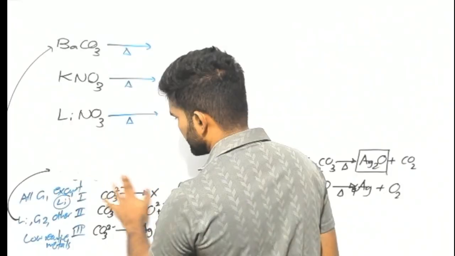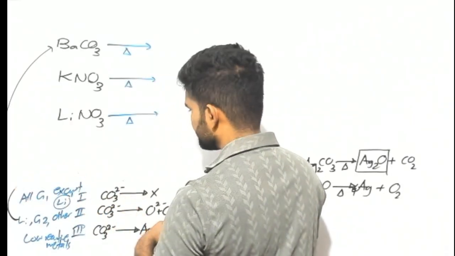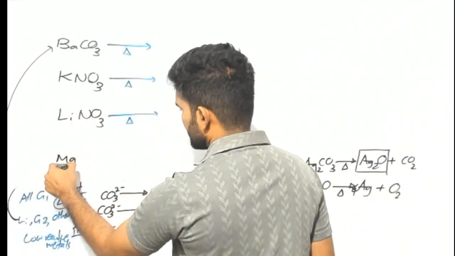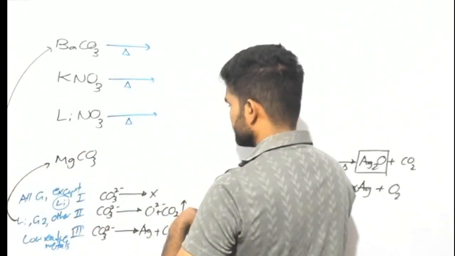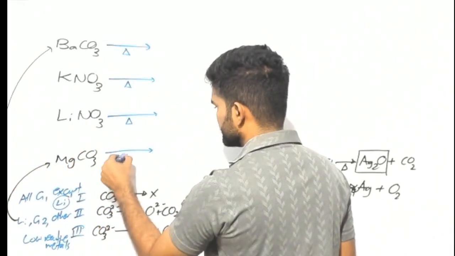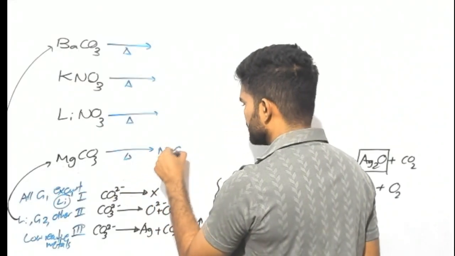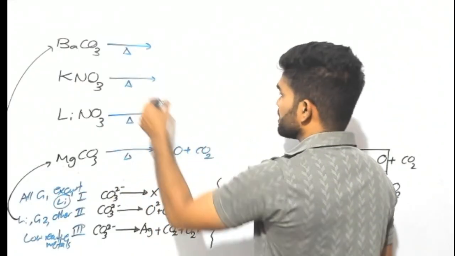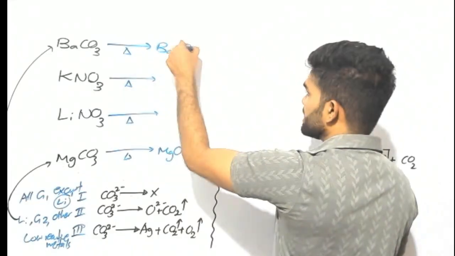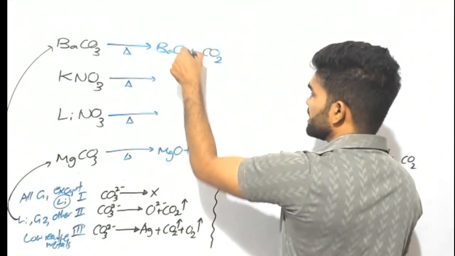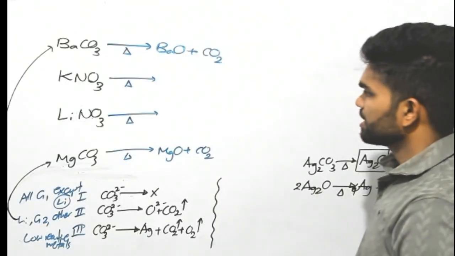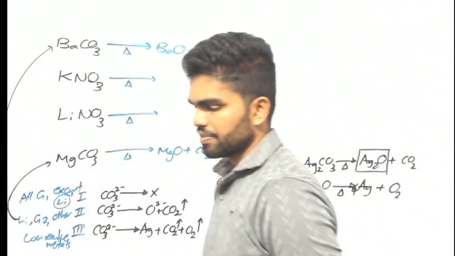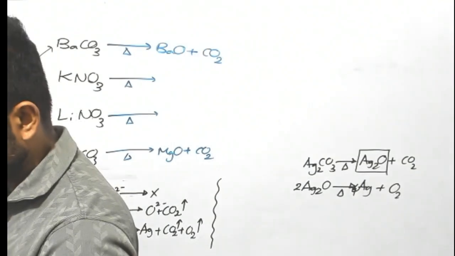So magnesium carbonate, I write it here again. Magnesium carbonate is going to undergo thermal decomposition and give you magnesium oxide and carbon dioxide. Here it will give you barium oxide and carbon dioxide. Understood? Okay. Then, what about their nitrates?